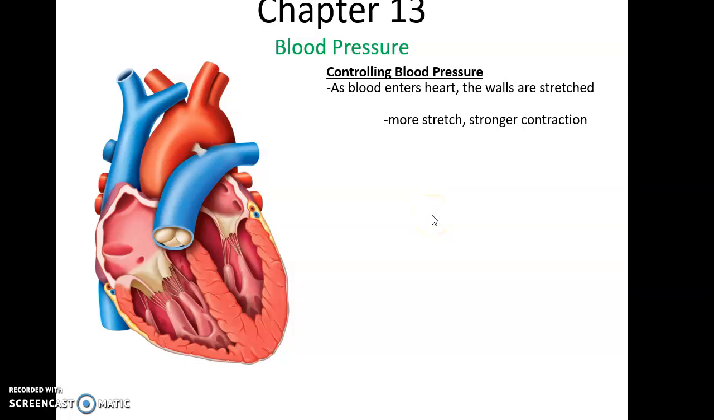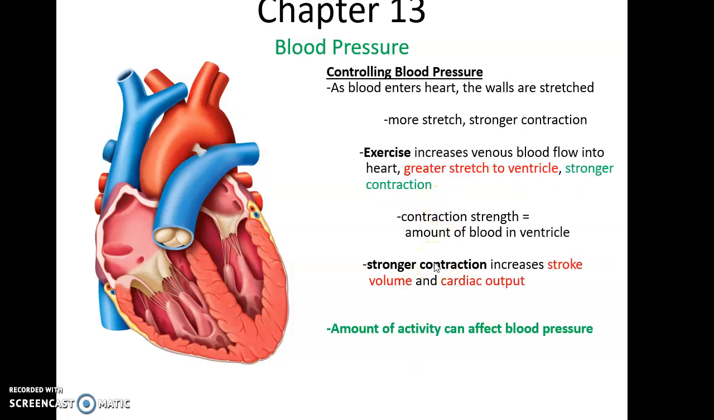So controlling blood pressure. Well, the blood enters the heart and the walls are stretched. The more the walls are stretched, the stronger the contraction. This makes sense. If walls are more stretched, that means there's more blood within the heart, so it's going to want to contract, to beat harder, to push all the blood out. Things that can cause this is, of course, exercise. Exercise increases venous blood flow, so increases the amount of blood flowing through the veins and entering the atria, stretches the atria and ventricles, leading to a stronger contraction.